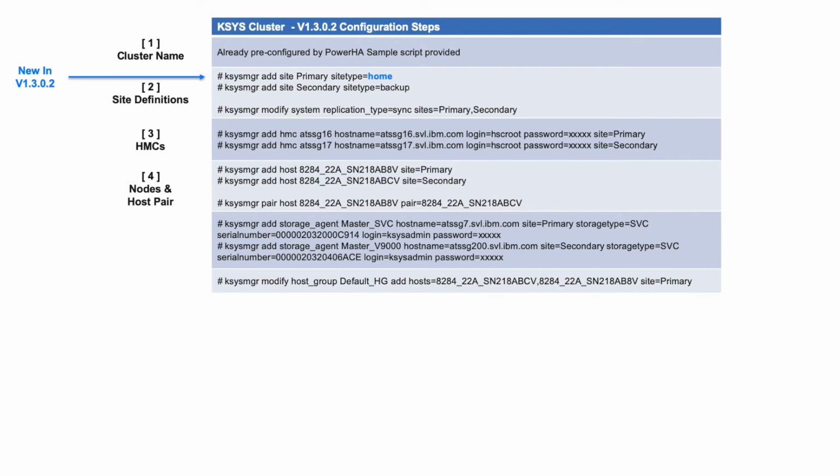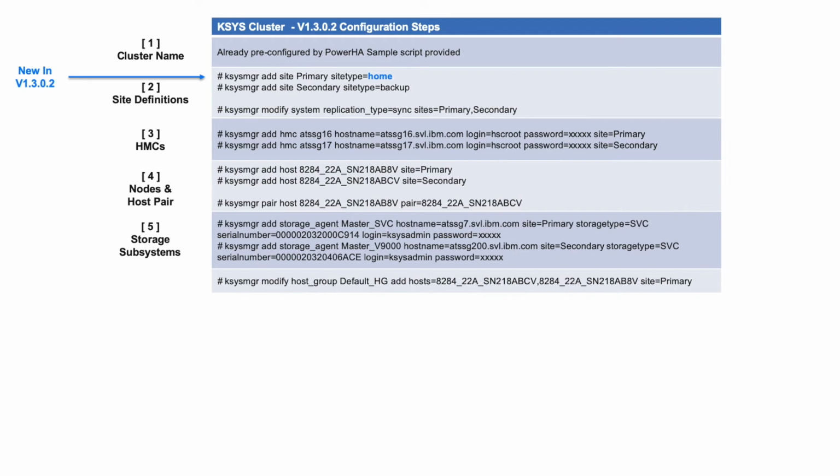Those HMCs do manage multiple hosts, so you can do a KSYS manager query HMC to see the hosts that are being managed. I know I'm playing with a pair of S822s, so I bound the first S822 to the primary site, the second one to the secondary site, and then I paired up the two hosts.